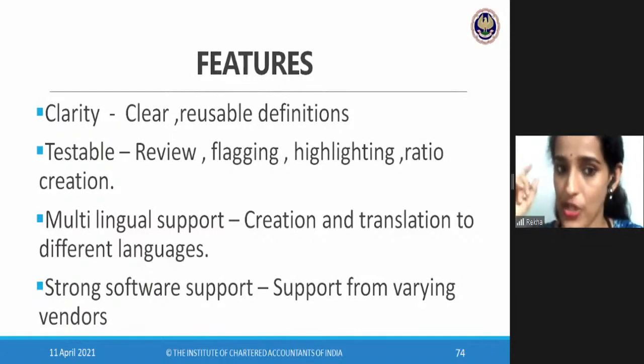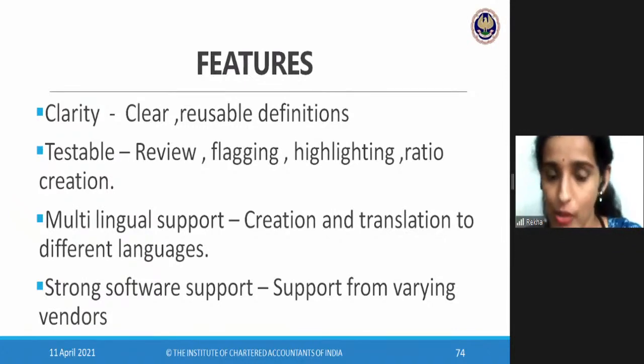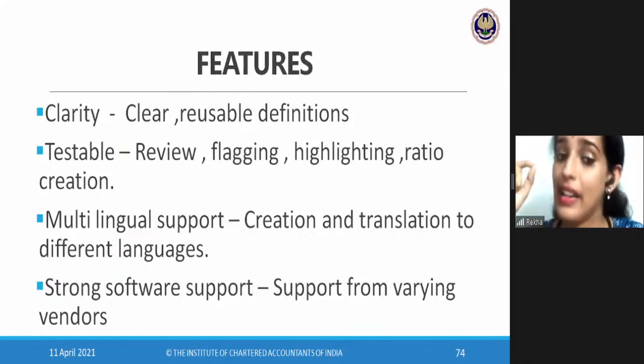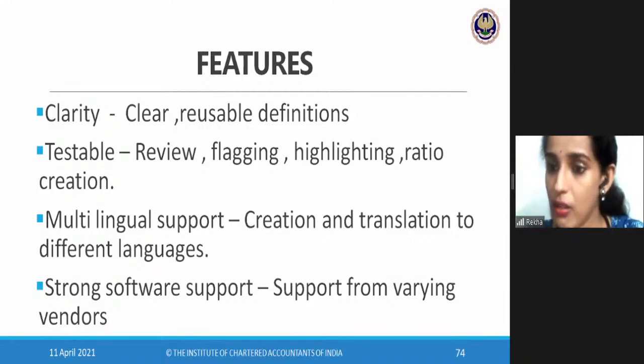Now, what are the features? The first is clarity. Clarity means what? I told you taxonomy has various definitions. It is like your dictionary of accounting terms. Whatever term you use in your report will be assigned to one particular taxonomy. So you have these definitions which are reusable. They are used across different reports, not only for your report. It is reusable. Testable. Testable means what? It will not allow any wrong data to be entered into the system.